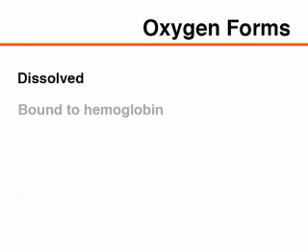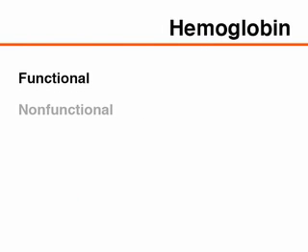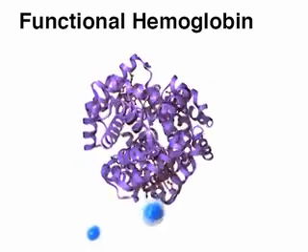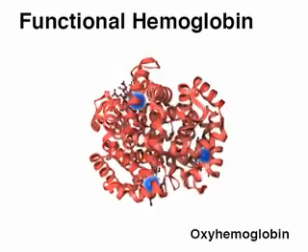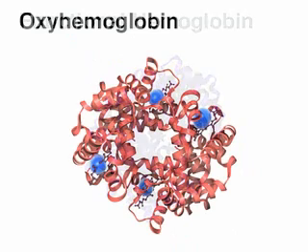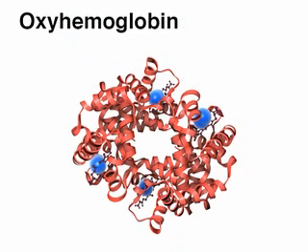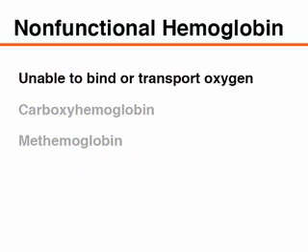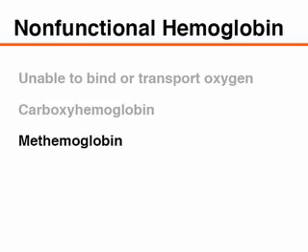Oxygen is present in 2 forms in the blood, dissolved and bound to hemoglobin. Hemoglobin can be functional or non-functional in terms of oxygen binding and transport. Functional hemoglobin binds and transports oxygen and is present as oxyhemoglobin and deoxyhemoglobin. Oxyhemoglobin contains bound oxygen, and deoxyhemoglobin is reduced hemoglobin without bound oxygen. Non-functional hemoglobin is unable to bind or transport oxygen and is present as carboxyhemoglobin and methemoglobin.